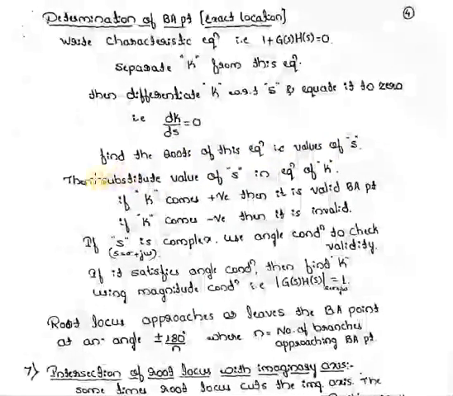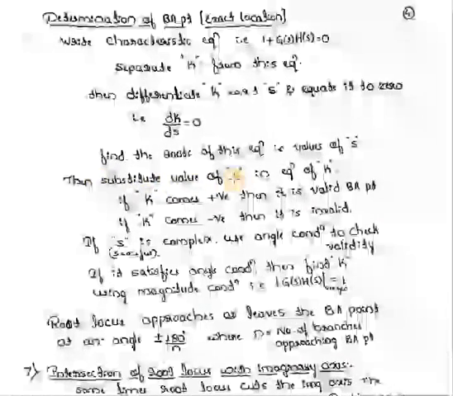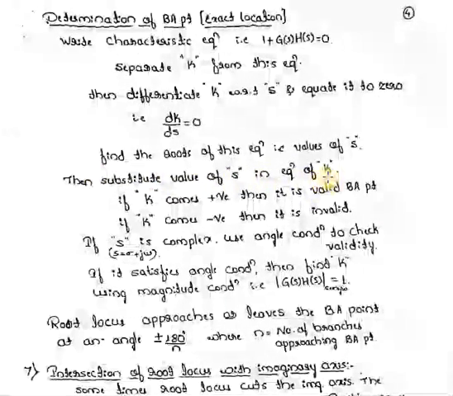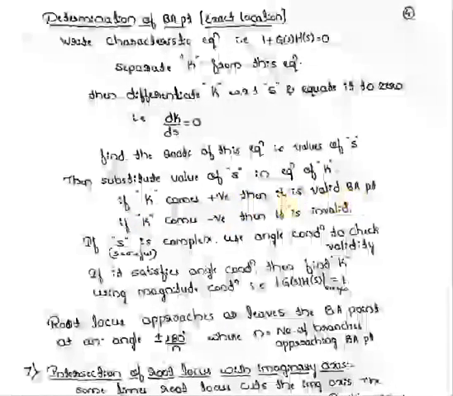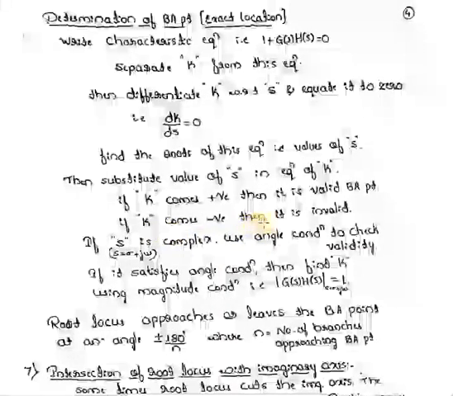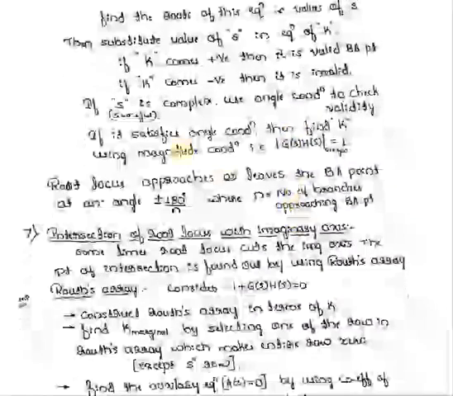After getting the roots, you need to substitute those values of s in the equation of K. If that K comes positive, then it is a valid breakaway point. If that K comes negative, then it is not a valid breakaway point. If that s is complex, then you need to use the angle condition to check the validity. That is, wherever s is there, you substitute it as sigma plus j omega. If it satisfies the angle condition, that is, if you get that angle as an odd multiple of 180 degrees, then find K using the magnitude condition.